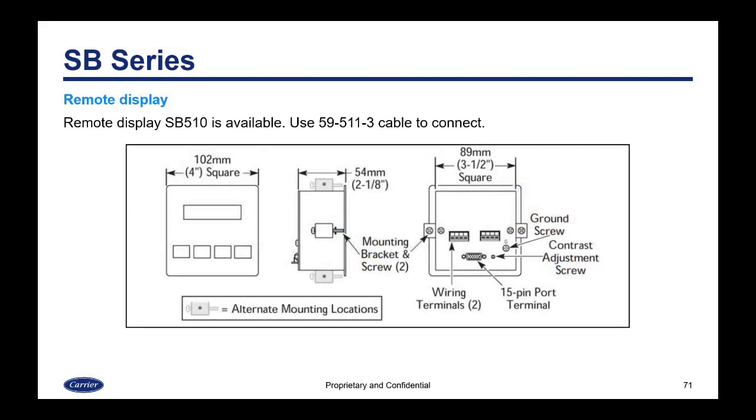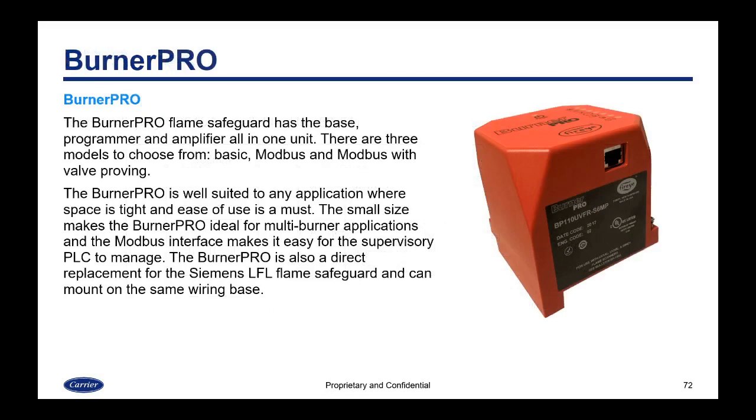The last flame safeguard we have is the Burner Pro, and the Burner Pro flame safeguard has the base, programmer, and amplifier, again, all in one unit. There are three models to choose from. There's the basic unit, a Modbus unit, and a Modbus with valve proving. The Burner Pro is well suited to any application where space is tight and ease of use is a must. The small size makes the Burner Pro ideal for multi-burner applications, and the Modbus interface makes it easy for the supervisory PLC to manage. The Burner Pro is also a direct replacement for the Siemens LFL flame safeguard and can mount on the same wiring base.